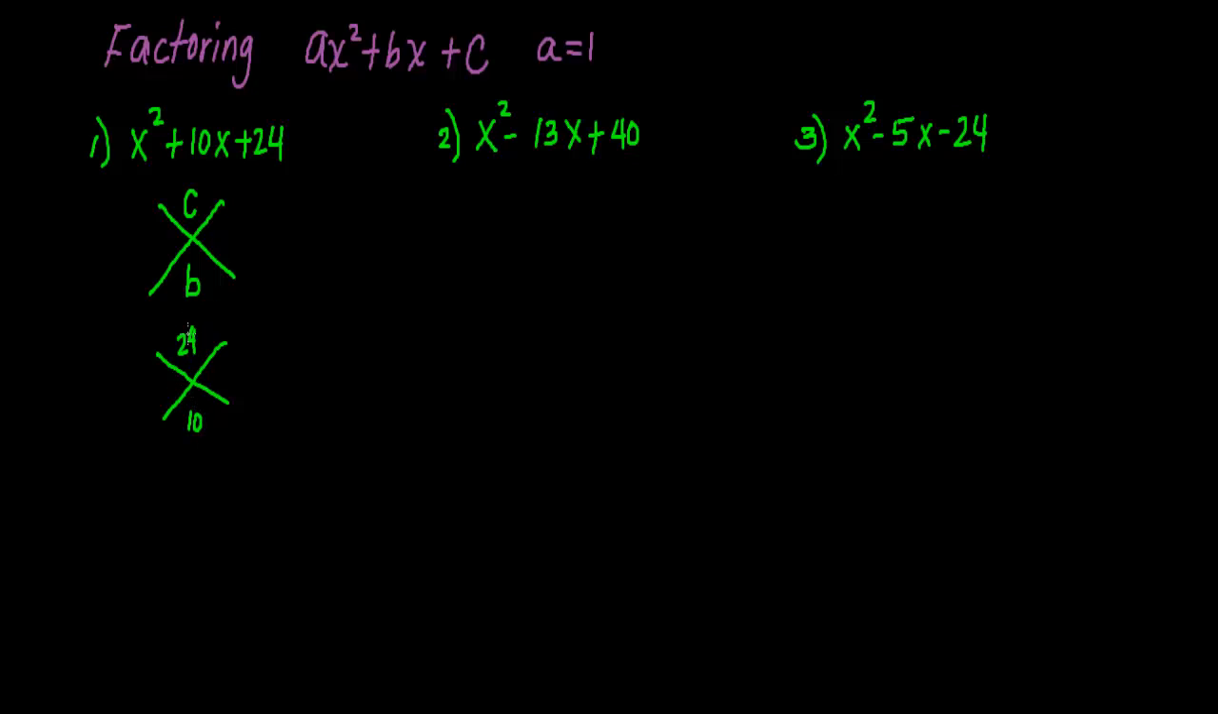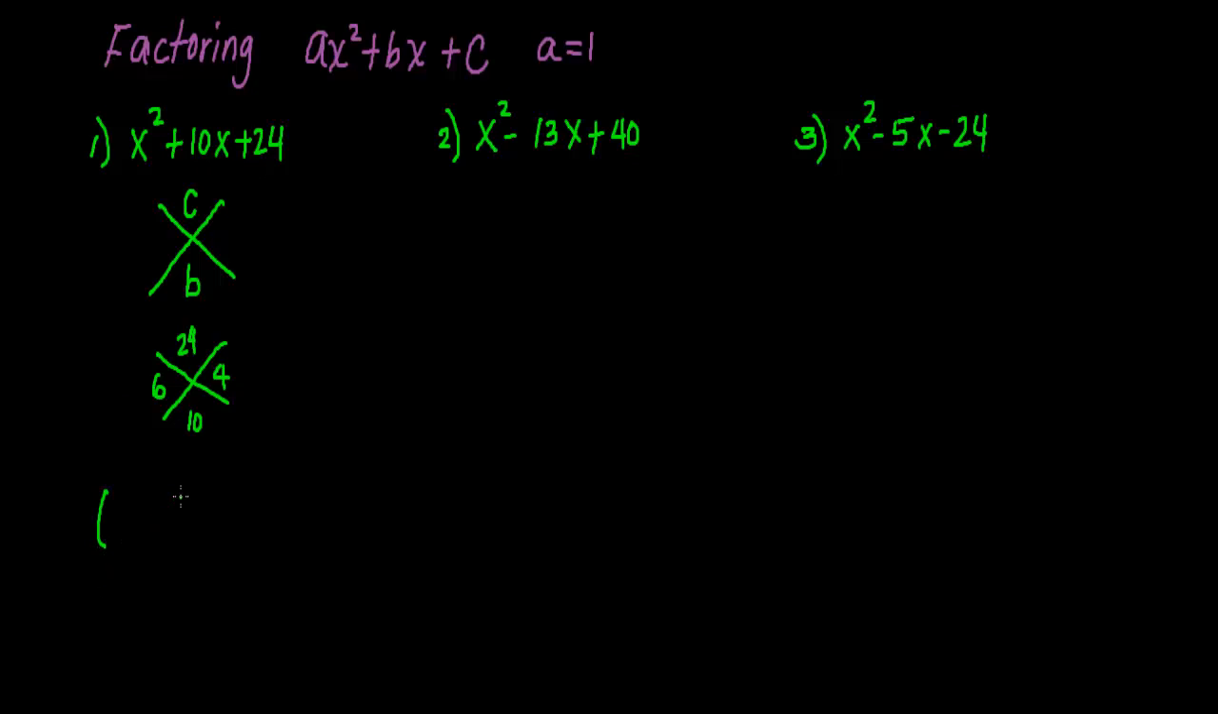Now here's the trick. 24 I need to break into 2 factors that multiply to get 24, and those same 2 factors will add to make 10. So what 2 factors can I break 24 into that will add to 10? I think about very quickly 6 times 4. 6 times 4 will give you 24, and 6 plus 4 will give you 10. So these are the 2 numbers that I need to write this expression in factored form.